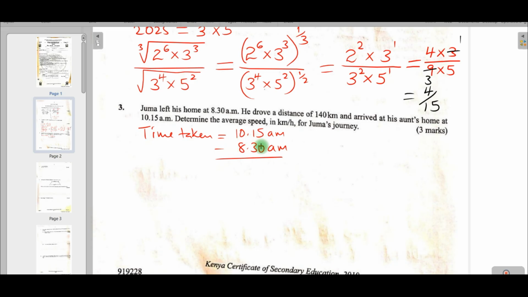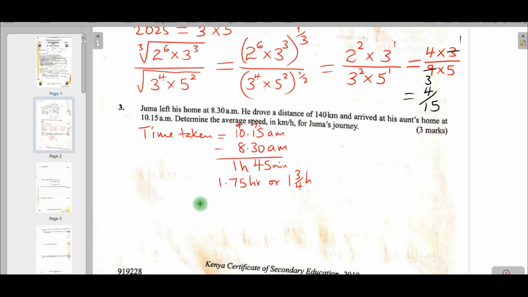So in this case here, 15 is less than 30, so we need to borrow 1 hour from 10, so that we remain with 9, and therefore 1 hour is equivalent to 60, 60 plus 15, that is 75. Therefore 75 minus 30, that is 45 minutes, and then 9 minus 8, that is 1 hour. So this is also the same as 1.75 hours, or 1 3/4 of an hour.